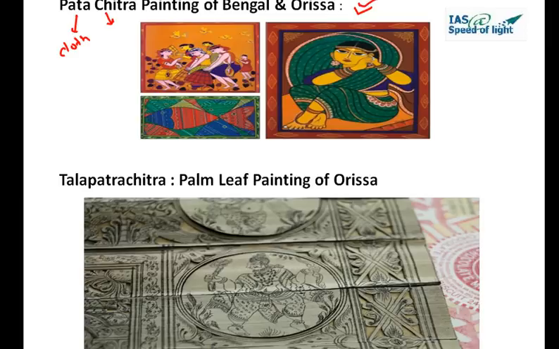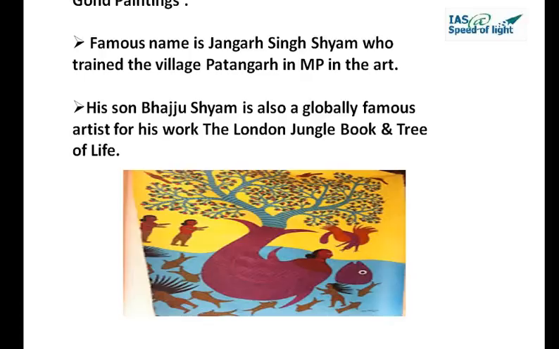Talpatra chitra. Talpatra is palm leaf. So Orissa is famous for its palm leaf painting, very, very important. You can fix a mnemonic here. Talpatra means palm leaf, and palm leaf, Orissa, our picture is Jagannath Puri. So when you went to Jagannath Puri, you saw so many beautifully painted palm leaves. So very important.